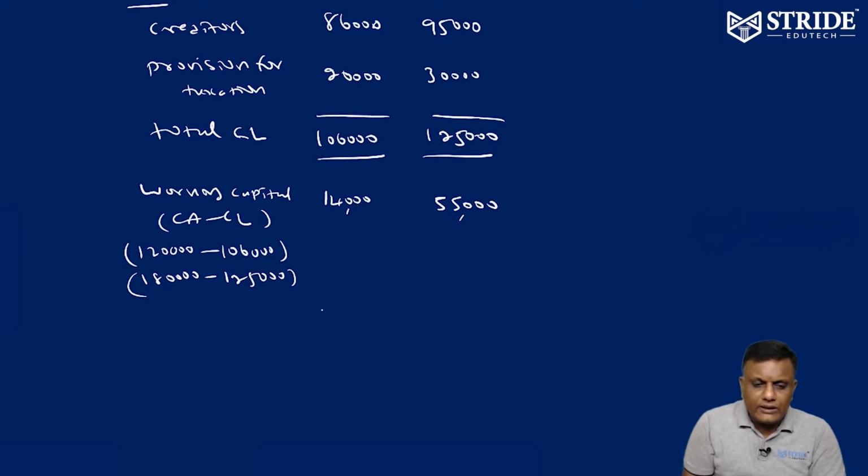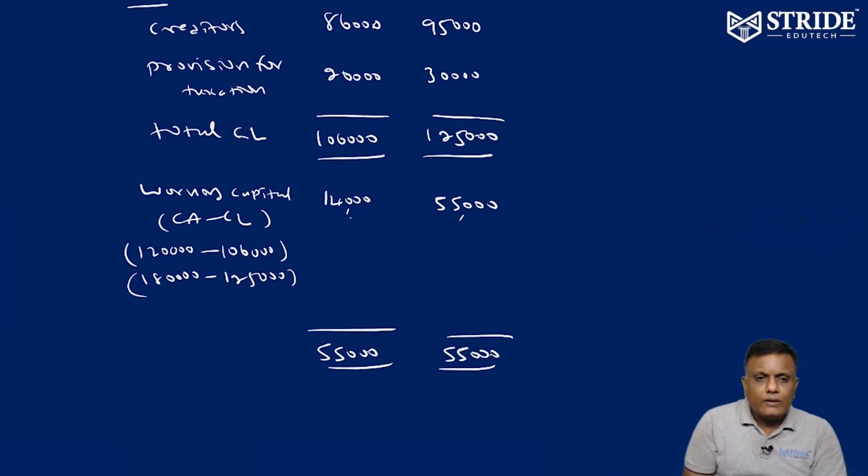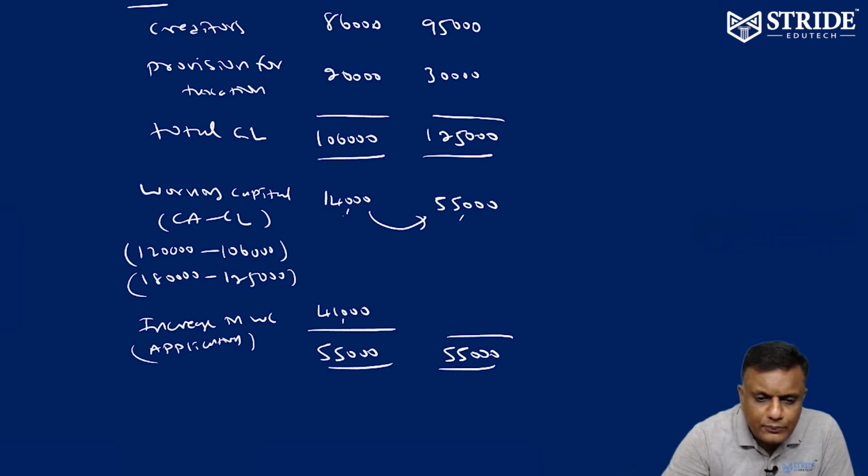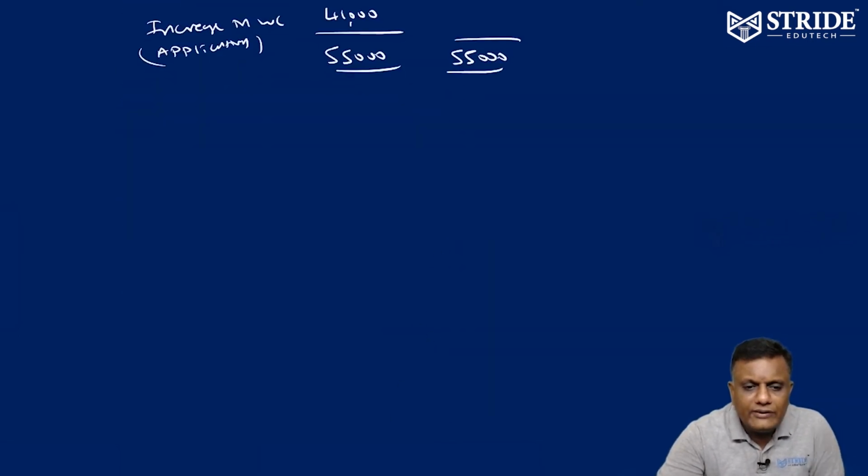Now opening working capital 14,000, closing working capital 55,000. But there is an increase in working capital. So 55,000 total is higher. We can put 55,000 here also. So 14 to 55, how much increases? 41,000 increases. Therefore, increase in working capital 41,000. This increase in working capital we can put on the application side, in application of funds. This is step 1.